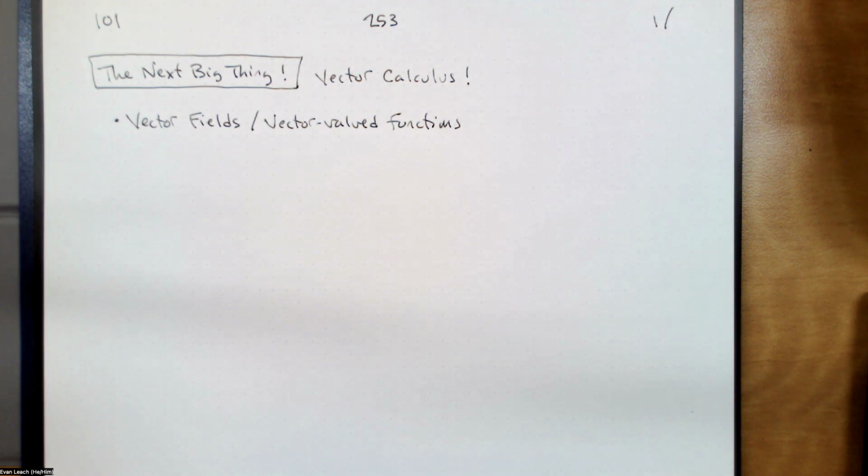What we have here with vector fields or vector valued functions is exactly what it says on the tin. A function that assigns a vector to every point. So here our function assigns a vector to each point rather than a scalar. So the output at each point is a vector instead of a scalar.